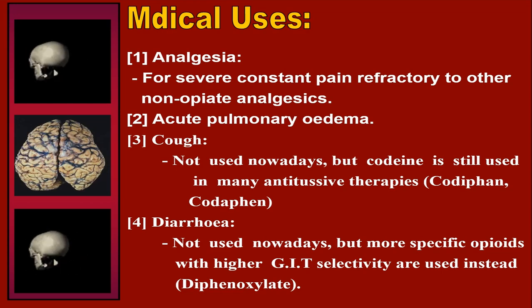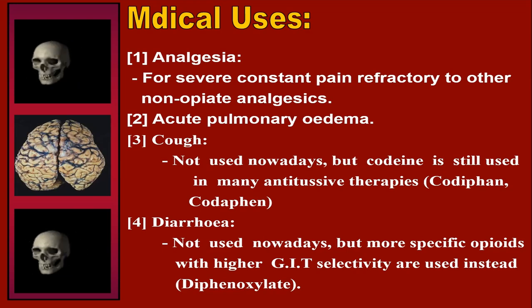The second indication is acute pulmonary edema. It has been found that opioids are effective in such a condition, especially if associated with left ventricular failure. The exact mechanism is unclear, but it may be due to the improvement of the condition by sedation and anxiolytic effect, relieving dyspnea secondary to diminished anxiety and decreased peripheral resistance.